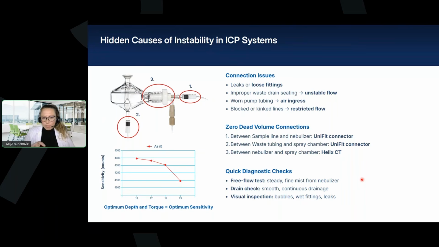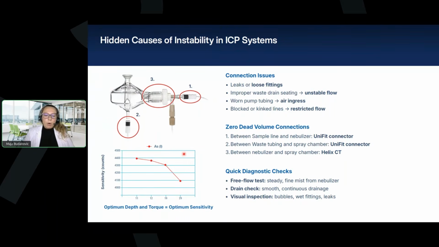And also perform a visual inspection to check for any signs of bubbles, wet fittings, or visible leaks. How you can minimize these issues is by using zero dead volume connections, such as the Unifit and Helix that we mentioned before. We recommend using them at the key connection points of the sample introduction system: between your sample line and the nebulizer, between the nebulizer and spray chamber, and also at the drainage outlet of the spray chamber.